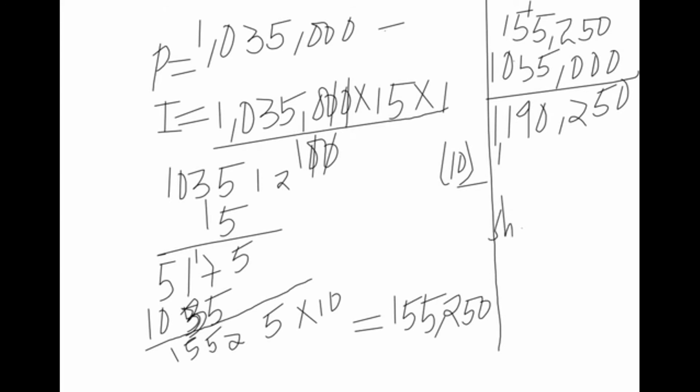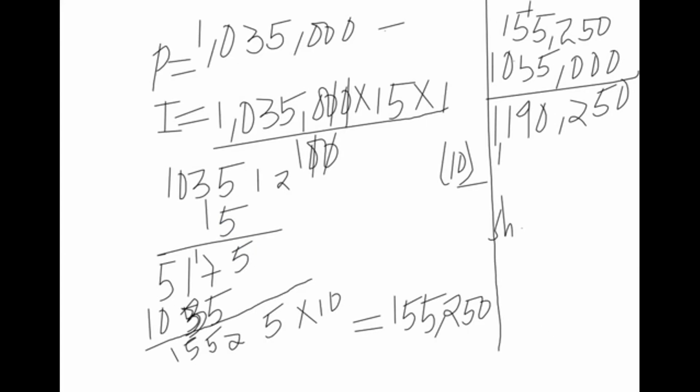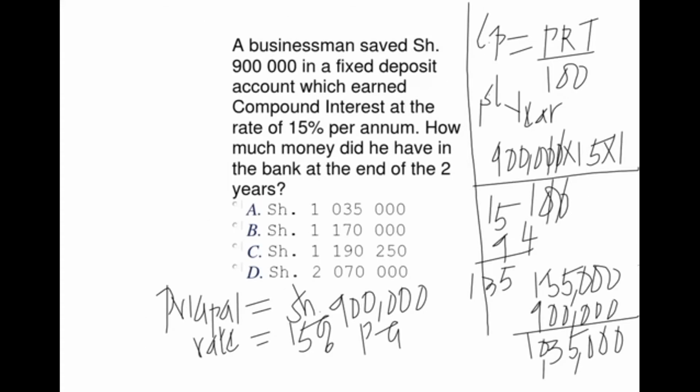So the total amount of money after 2 years will be 1,190,250 shillings. So this is our choice.